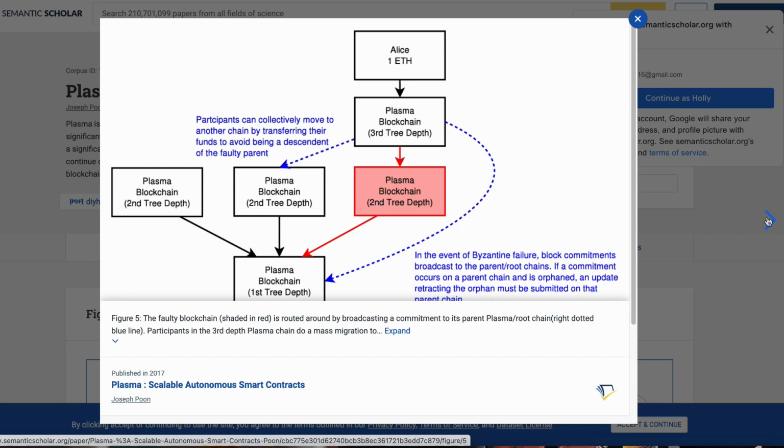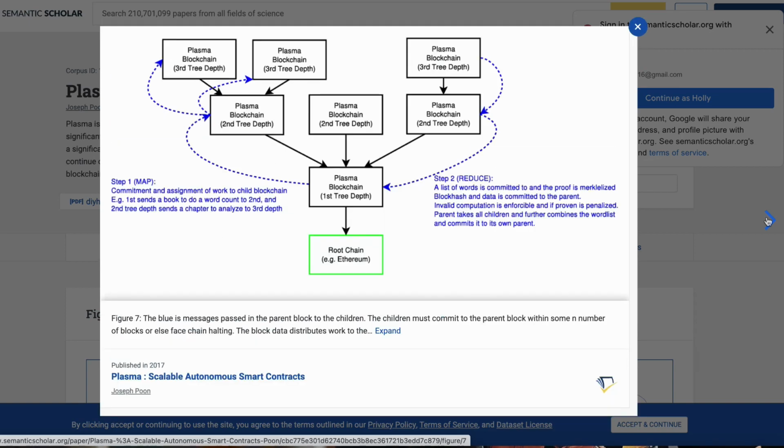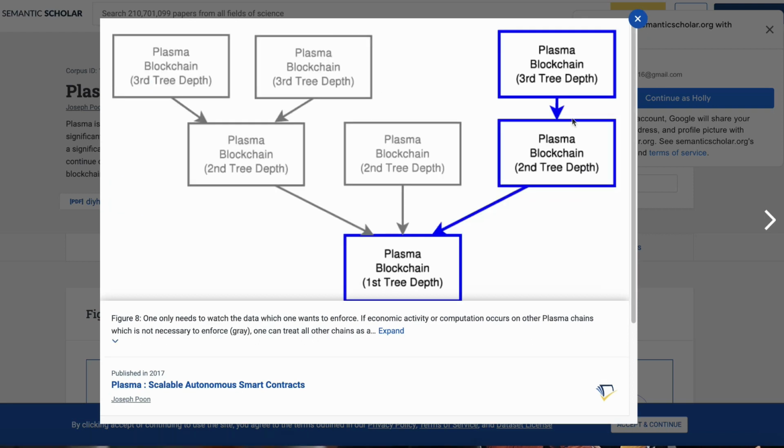In order to ensure the security of the Plasma network, Plasma uses a fraud-proof system, and this system allows anyone to challenge the validity of a transaction on the Plasma chain by submitting a fraud proof to the parent chain. And if the proof is valid, the disputed transaction is rolled back and the challenger is rewarded with a portion of the transaction fees that were generated on the Plasma chain.